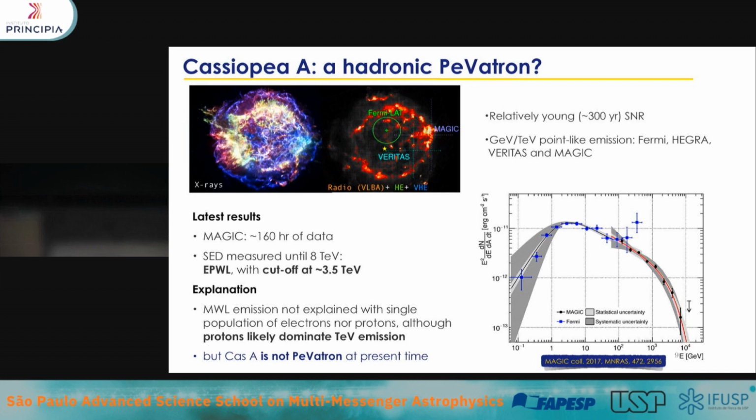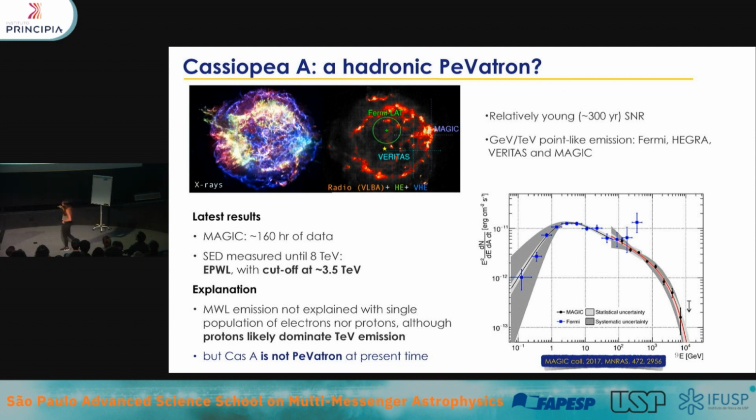It's not one of the sources that we expect to contribute much to the overall galactic cosmic ray spectrum. However, fitting the overall SED, we can say that protons are likely dominating the TeV emission, the very high energy emission, because we have a better fit to the hadronic scenario. But like this, we proved that Cas-A was not a pevatron.